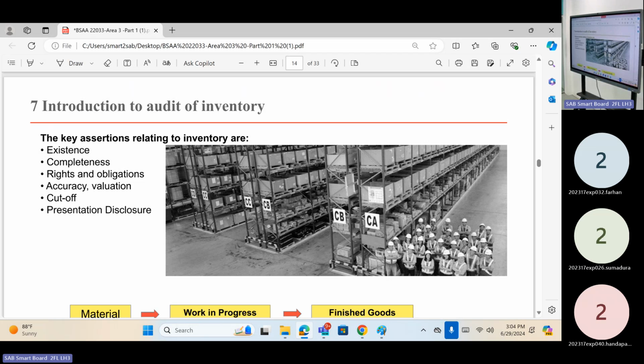Why? It's an ongoing balance. There may be millions of transactions related to inventory, right? The reliable control approach is the recommended approach. So you have to test the controls, and substantive procedures should also be performed. The detailed procedures with substantive procedures will be discussed in the next lecture.